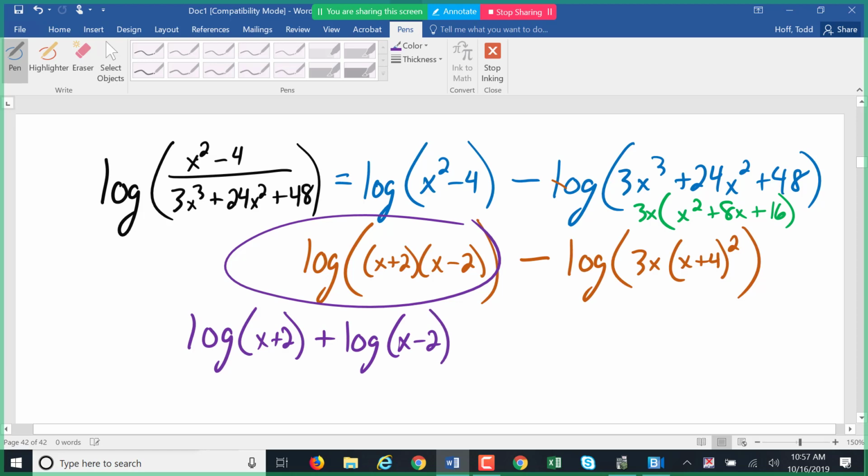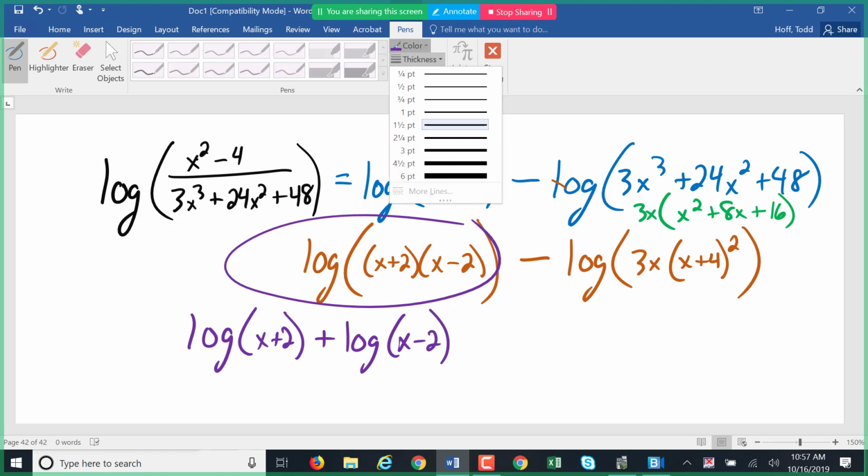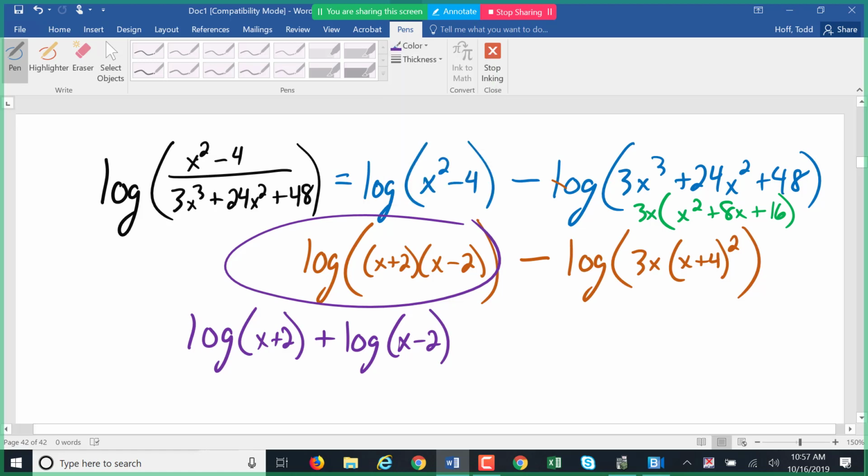Over here, I have to be careful now. There is a minus in front of this. So I have to make sure that no matter what I do with this, I distribute that negative. So I'm going to write this as negative times, I'm splitting the log of 3x plus, because this is multiplied by the (x plus 4) squared, I'm going to pull the squared out to make that 2 times the log of x plus 4.